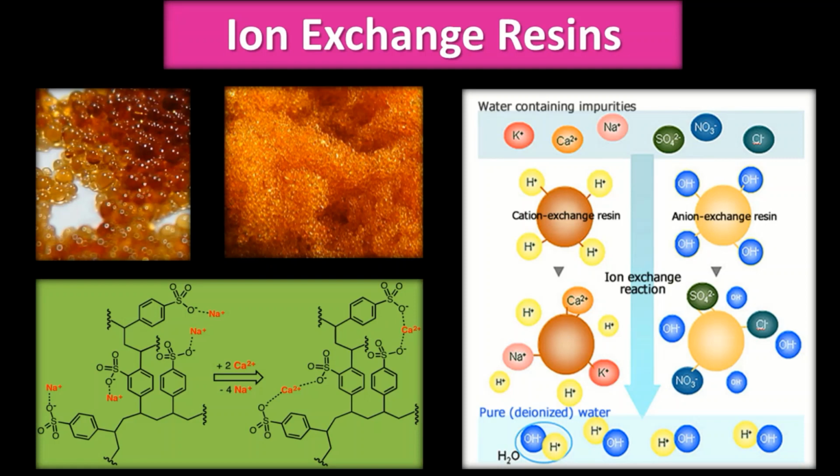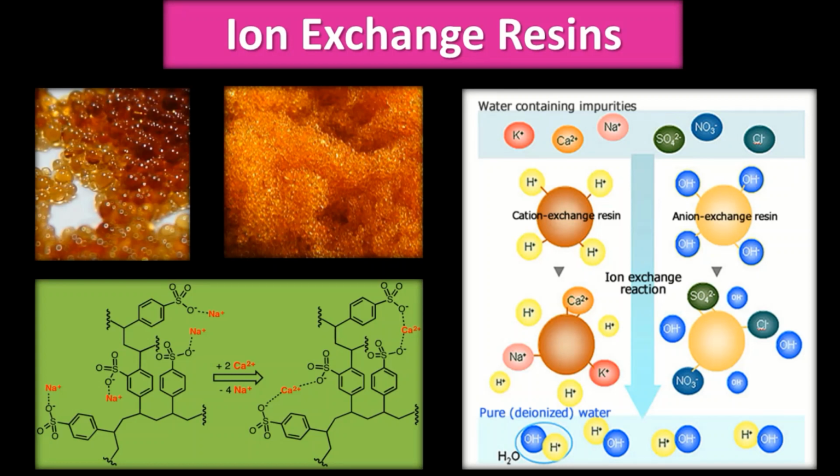So ion exchange resins are the resins which are capable of exchanging their ions with the hardness producing or harmful ions of the water. Here you can see they are available in the market in bead-like structures. They are crushed and used in the ion exchange columns. Water contains so many impurities, including many cations and anions, and those are exchanged by the ion exchange resins.